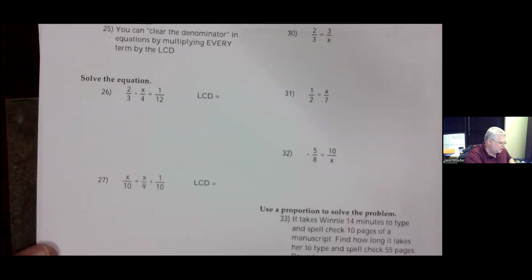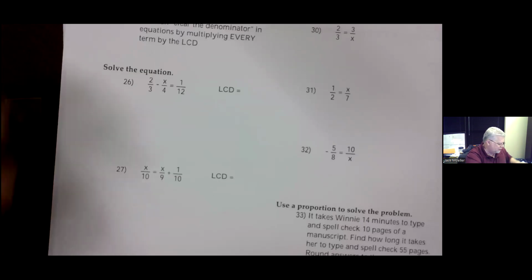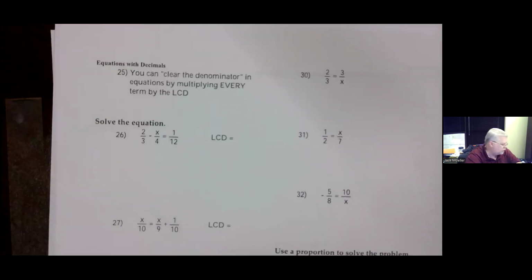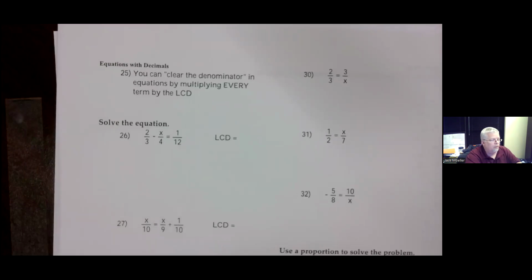Now, I'm going to back up and do a more basic equation with fractions, but I want to throw this out here. One of the nice things about equations with fractions is you can actually get rid of the denominator by multiplying every term by the LCD. So hopefully you've done your fraction homework, so you remember getting LCDs for adding and subtracting.